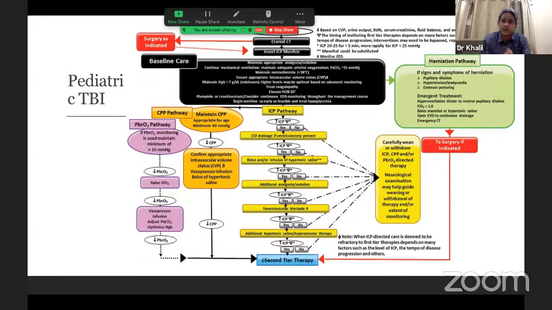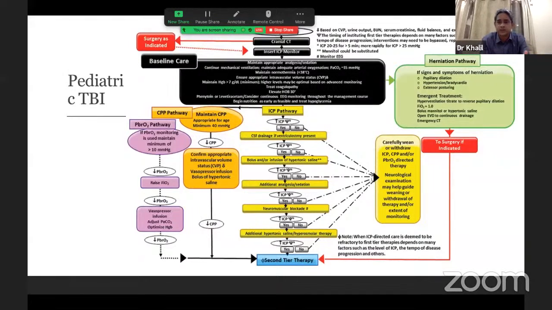When your pupils are dilated and there is extensor posturing, it indicates tentorial or transtentorial herniation. There are different types of herniation with different clinical signs, which is difficult to discuss in this presentation. But when you have pupillary dilatation, like Cushing triad, hypertension, bradycardia, and extensor posturing, try brief hyperventilation.